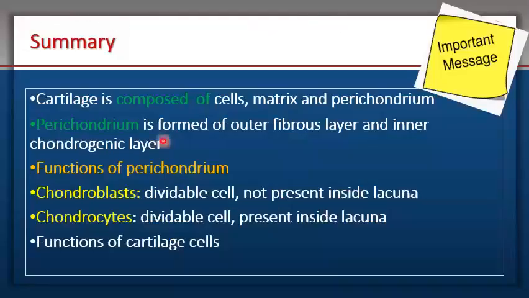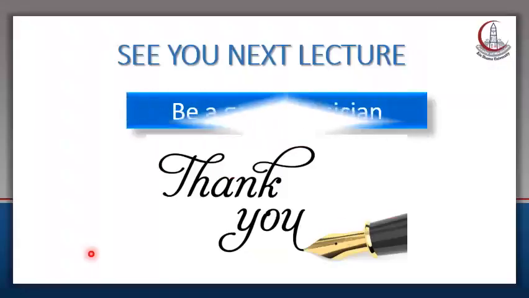The important thing to know is that cartilage is formed of cells and matrix like any other type of connective tissue, and it is covered with perichondrium. Perichondrium is formed of 2 layers. The function of the perichondrium depends on the function of each layer. Chondroblasts are not present inside lacuna. Chondrocytes are present inside lacuna. And chondroblasts are responsible for appositional growth of cartilage, while chondrocytes are responsible for interstitial growth of cartilage. Thank you.